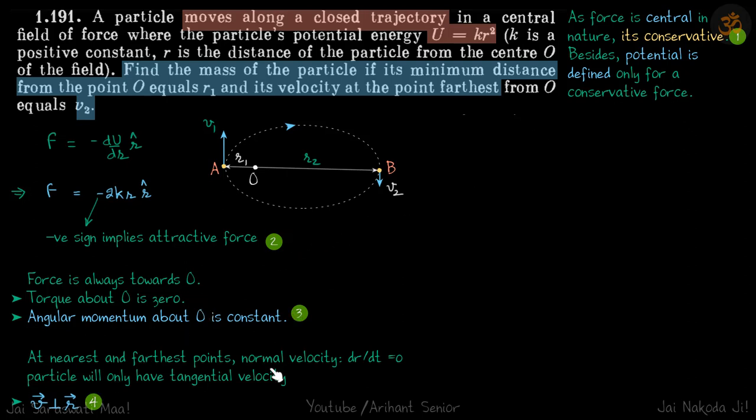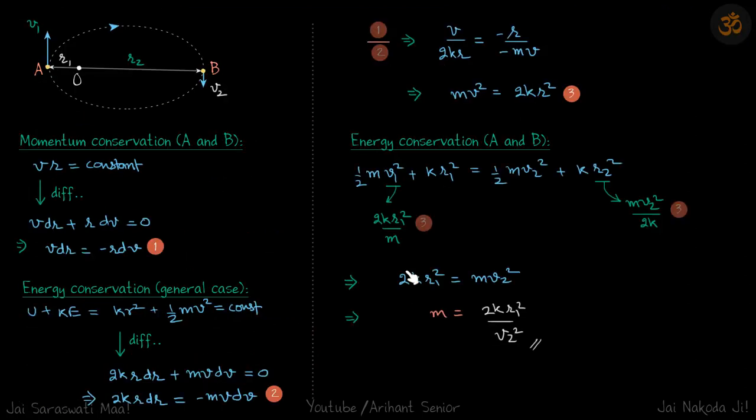Make sure you understand all these points before we attempt the solution. So let's see the solution now. We'll write our momentum conservation equation for points A and B. So vr is constant. We differentiate this and we get v dr plus r dv is equal to 0. Now we will do energy conservation, for a general case, which need not be for points A and B. For any point on this trajectory, the potential energy plus kinetic energy is constant.